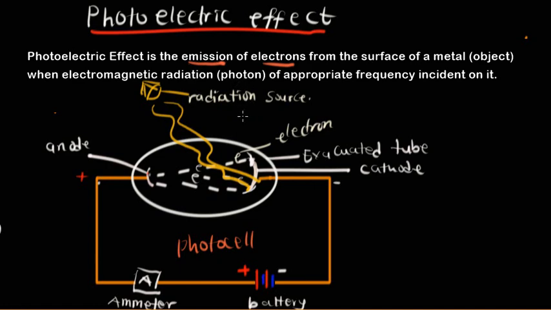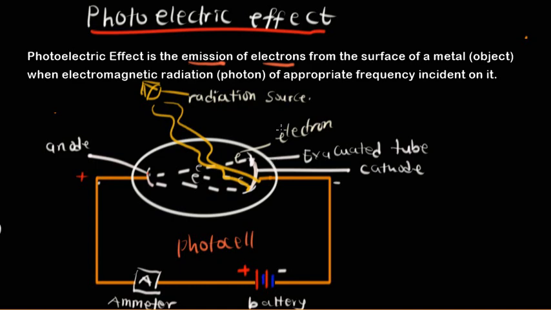So we want to look at how this phenomenon happens. But before then, let's look at this. The photoelectric effect is a phenomenon that proves that light has a particle nature as well as a wave-like nature. So let's look at how the photoelectric effect works.